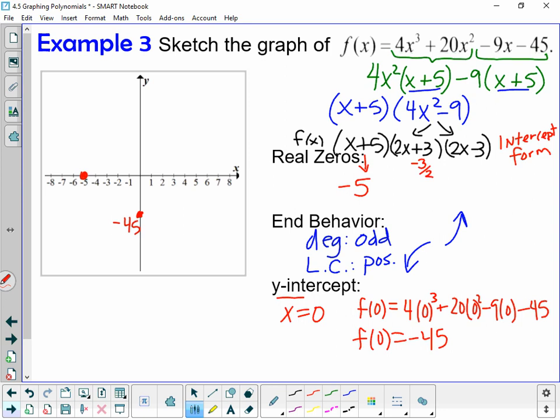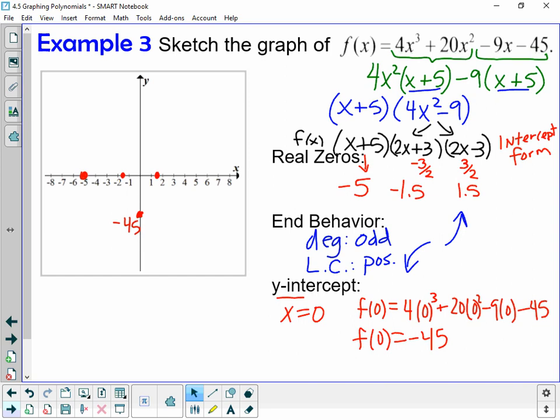Negative 3 halves. If you have a hard time placing fractions on the coordinate grid, you can think about it as a decimal. Negative 3 divided by 2 is negative 1.5, so it would be right in between the negative 1 and the negative 2. And that last factor, 2x minus 3, if we set that equal to 0, we would add the 3 and divide by 2. So that one's at positive 1.5.